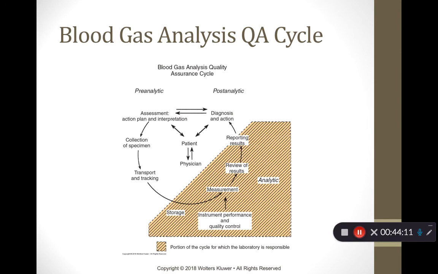And this is just a diagram of the blood gas analysis QA cycle, showing the importance of quality assurance when measuring blood gases in the laboratory. You have to include all the pre-analytical, analytical, and post-analytical variables.